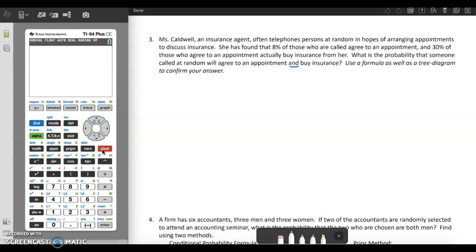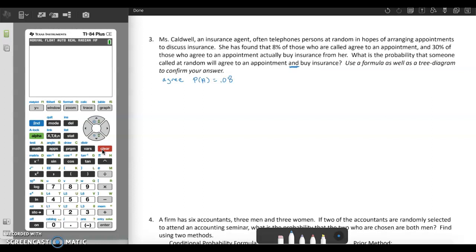So we are trying to find an intersection probability. We're trying to find the probability of an "and" here. So what we've got is the idea of agreeing to an appointment. I'm going to call that the probability of A. The probability that they agree to an appointment is 8% or 0.08.